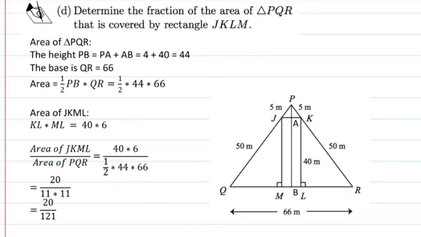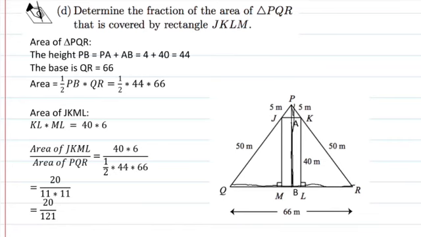So we see this PB is here, and we see that it's made of two segments, PA, the height of the small triangle, plus the rectangle height. And we know from part C as well that PA is 4, and AB is 40. So together we have PB is 4 plus 40, which is 44. Next, let's look at the base. The base is QR, which we're given in the question, equals 66.